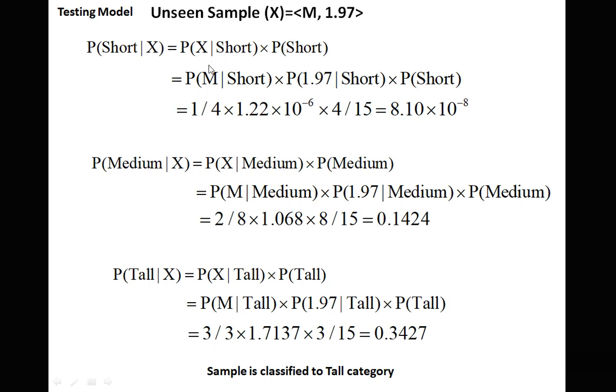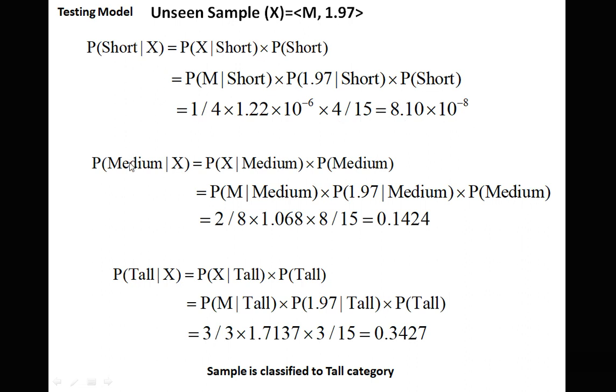And in x, two attributes are there. One is gender and second is the height. And in gender, male is specified. So male given short and 1.97 given short. Here it is 1 by 4 into 1 by 22 into 10 raised to minus 6 into 4 by 15. We are getting this value.